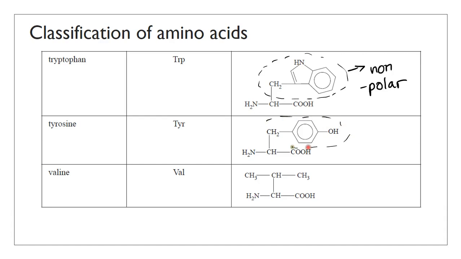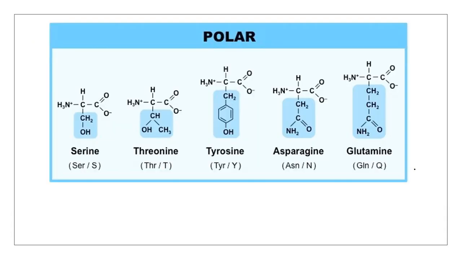Tyrosine is polar. It does have a hydroxyl group here. So this is polar. And valine is nonpolar. I don't know why that's solid and the rest is not. It's an artistic choice. It has nothing to do with anything. So nonpolar. So that will be the classification for the 20 amino acids.